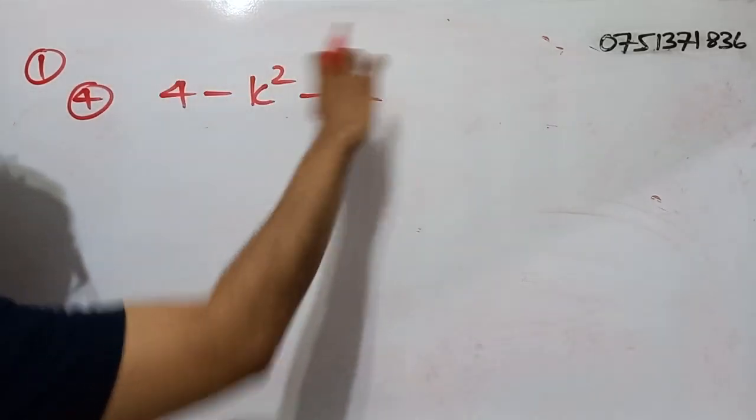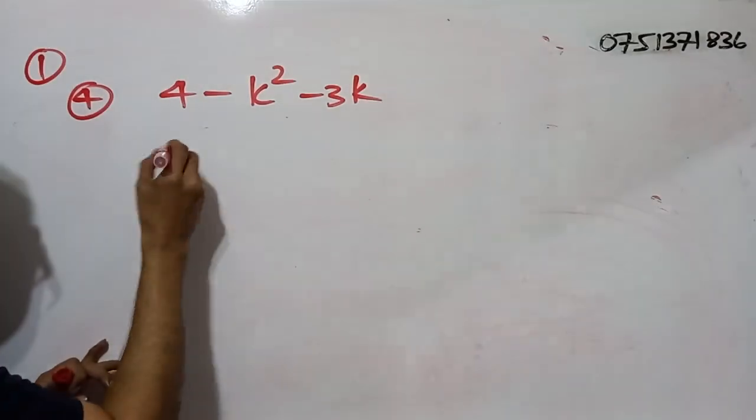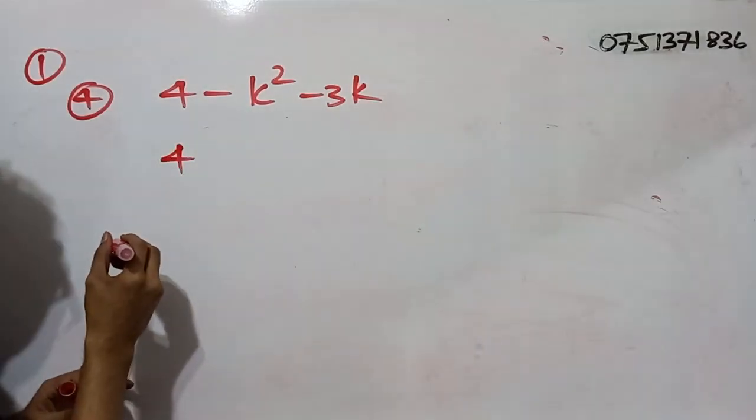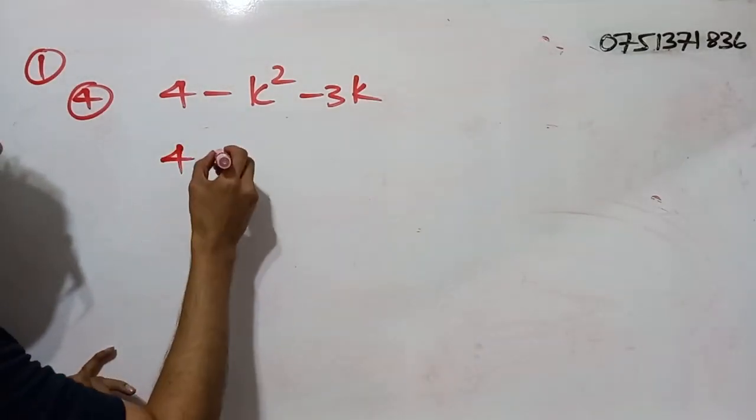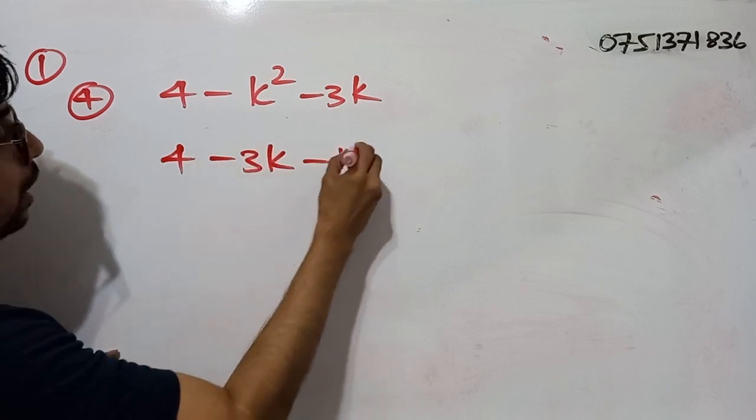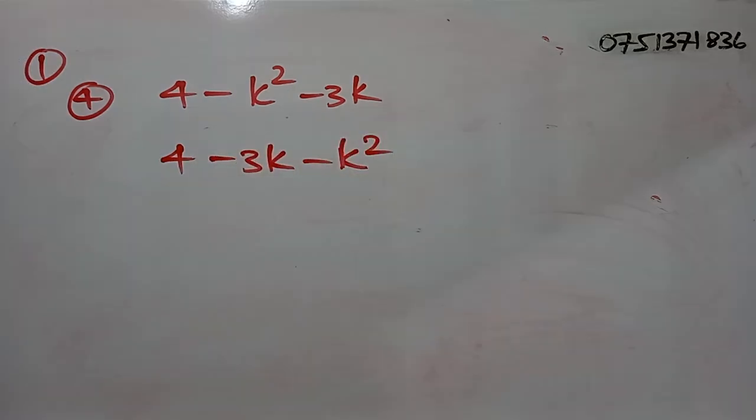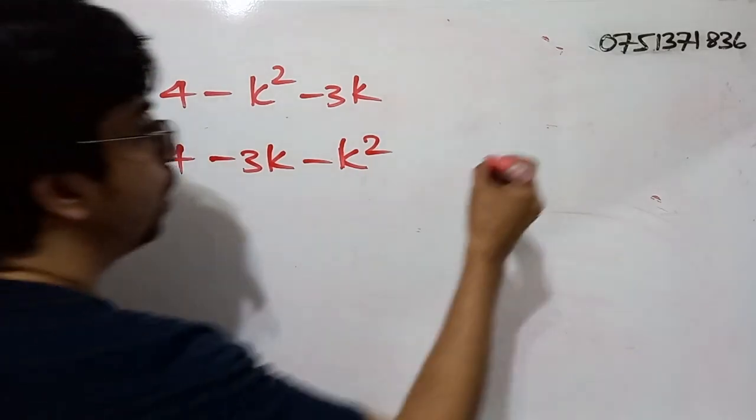Okay. So this expression we will rearrange in this manner. For negative 3k, negative k square, right? So when we multiply these two, what do we get?